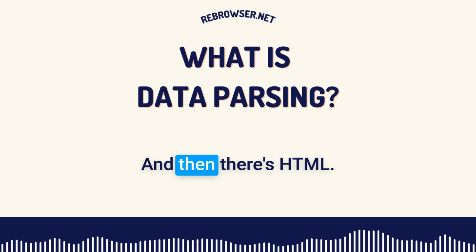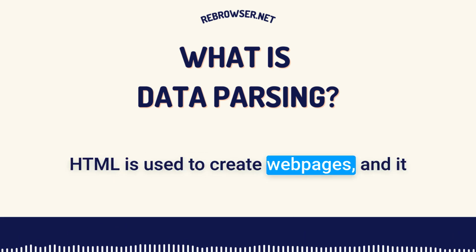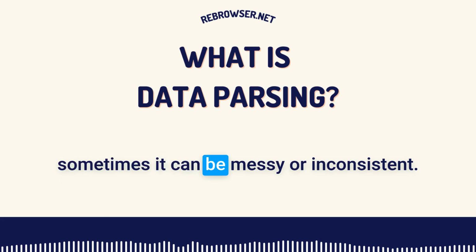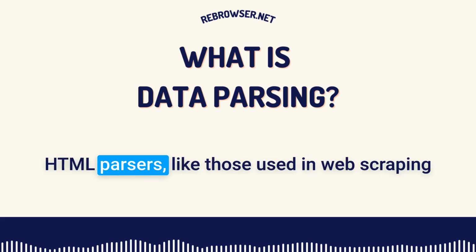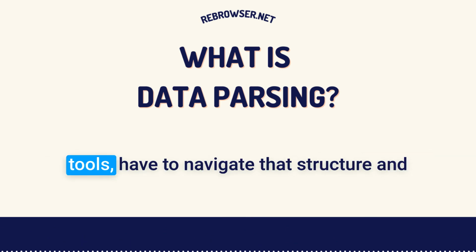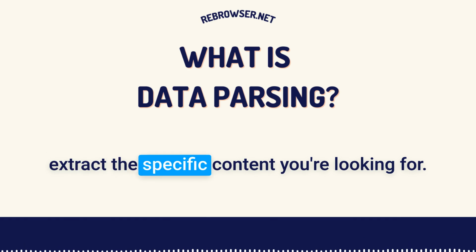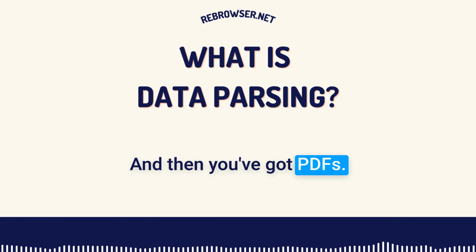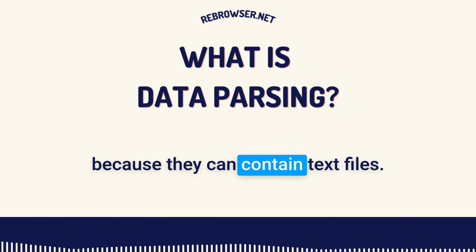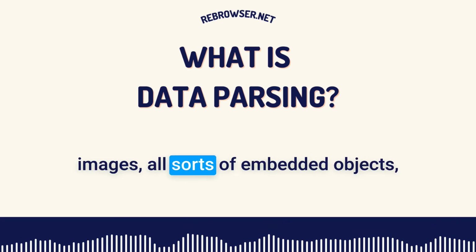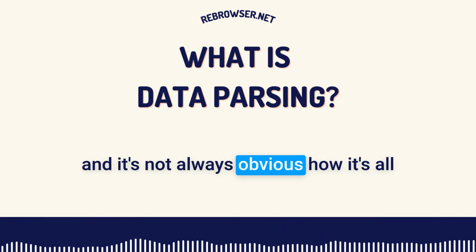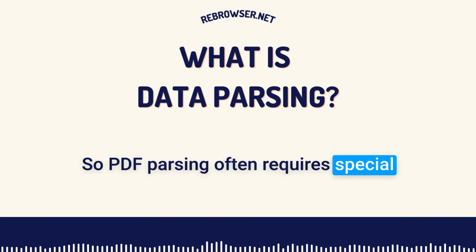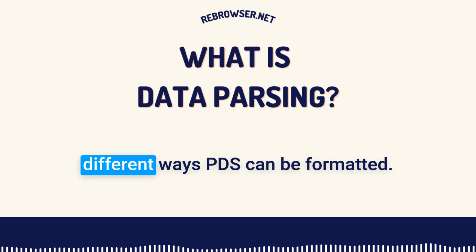In a way, yes. And then there's HTML. HTML is used to create web pages, and it does have a structure defined by tags, but sometimes it can be messy or inconsistent. HTML parsers, like those used in web scraping tools, have to navigate that structure and extract the specific content you're looking for. Okay, so HTML can be a bit of a wild card. Yeah, sometimes. And then you've got PDFs. PDFs can be really complex because they can contain text, images, all sorts of embedded objects, and it's not always obvious how it's all organized. Like a digital mystery box. Kind of. So PDF parsing often requires special libraries and techniques to handle all the different ways PDFs can be formatted.